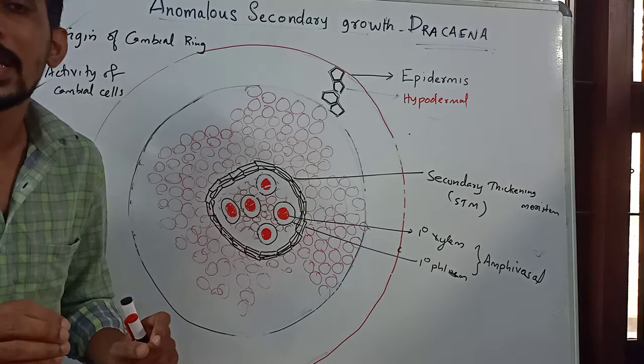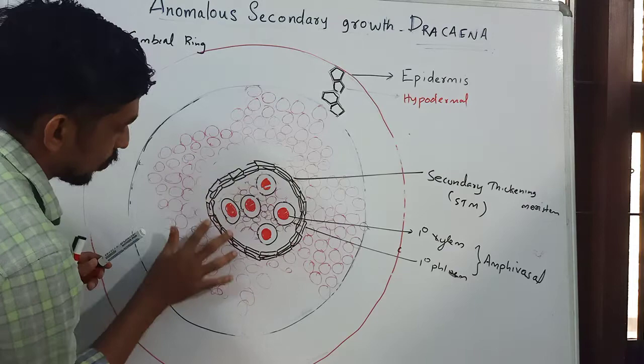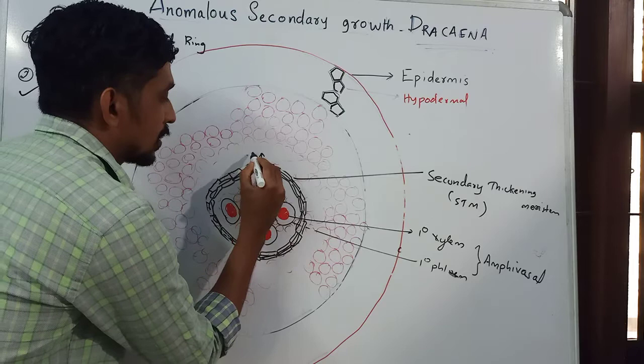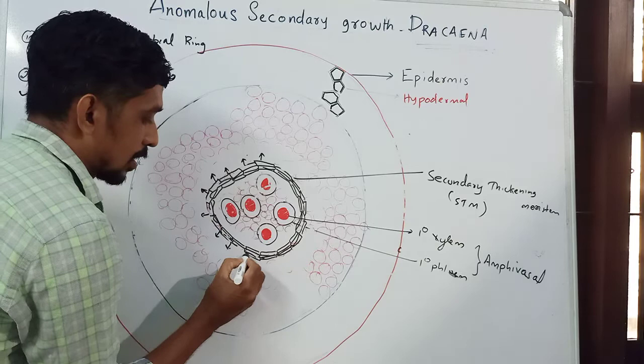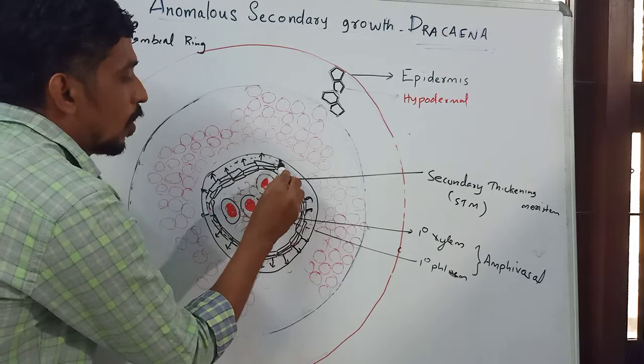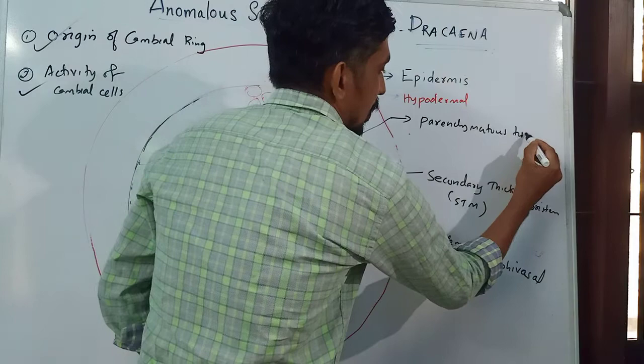So here, for easy understanding, I am erasing this parenchyma tissue. I don't have enough space on my board. Okay, so this cambial ring produces a group of tissue towards outside, but it is scanty or limited in amount. And this small amount of tissue which is produced by this cambial ring is an ordinary parenchymatous tissue. It is not a secondary phloem.